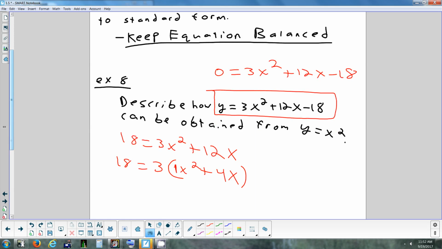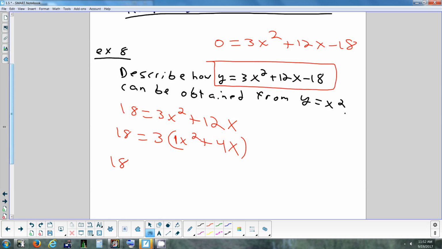Okay, now we're ready to complete the square. Out of the numbers that I have up here, the 18, the 3, and the 4, does anybody know which one of those numbers you use to complete the square? The 3? Nope, not the 3. Any other guesses? 4? Yeah, we're going to use the 4.